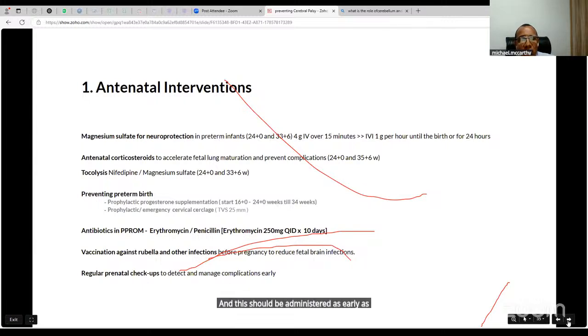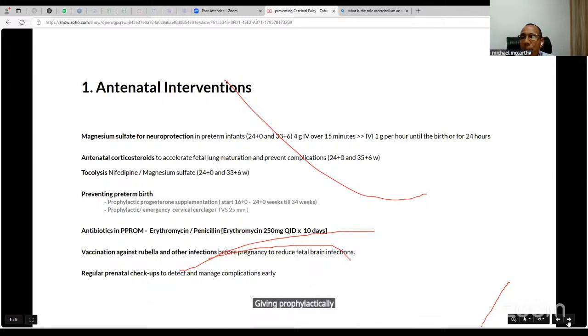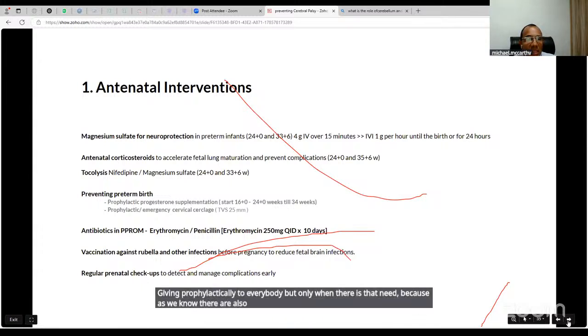One needs to be extremely proactive in determining which babies, which mothers would need this, and not delay in administering the antenatal corticosteroids. It's not given prophylactically to everybody, but only when there is that need, because as we know, there are also side effects and complications from this.